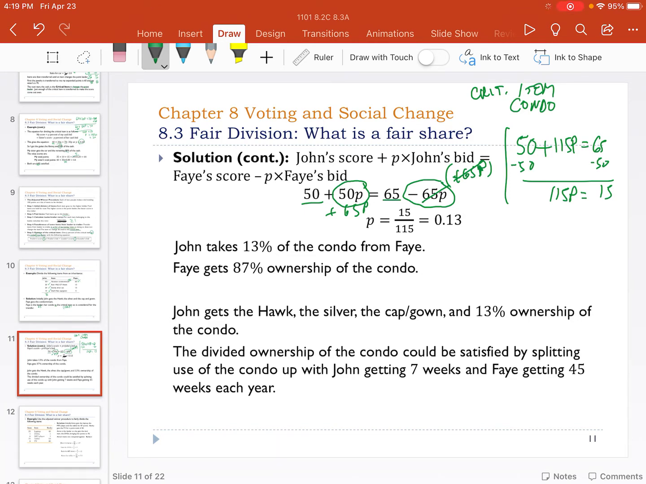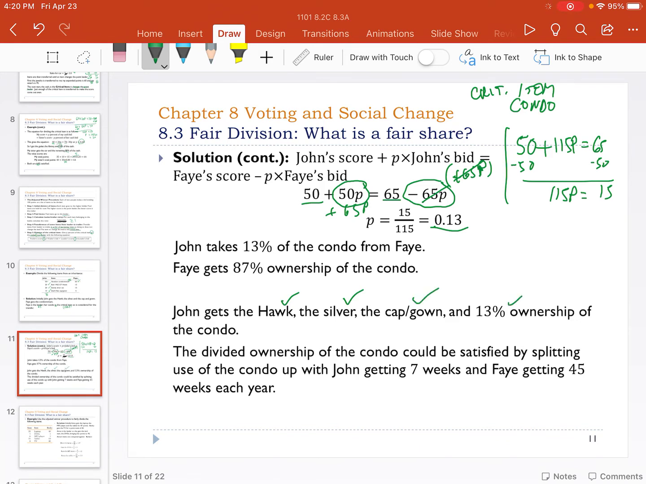They weren't that far apart in points, apparently, but also remember the condo's carrying heavy weight, at least 50 points. So that ratio, the ratio is all we're looking for, is 0.13 rounded to 2 decimal places. And so John gets 13% of the condo from Faye, but Faye gets to keep 100 minus that, 87%. So it's an 87-13. Pretty much a 7-to-1 ratio on that, by the way, but that doesn't matter much.